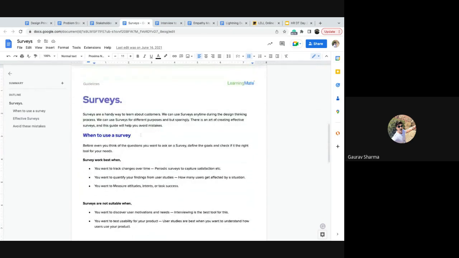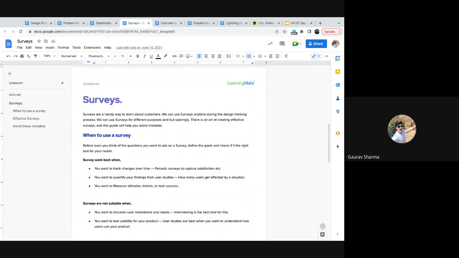Survey comes in very handy when we are trying to learn about the users or the customers. Now, think of this as more of a quantitative tool rather than a qualitative tool. Surveys can never result into qualitative feedback. It would always give us quantitative feedback. It is just a way for us to validate what we already know with some numbers, essentially. When do we use a survey?